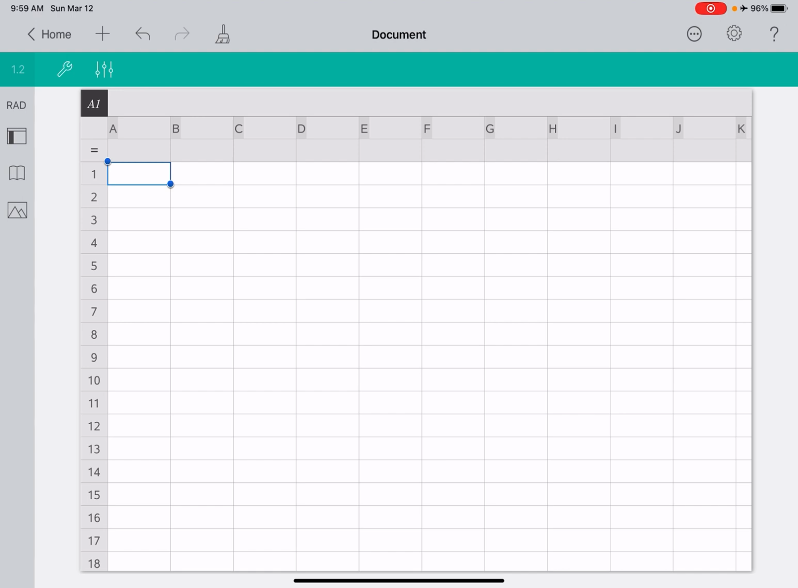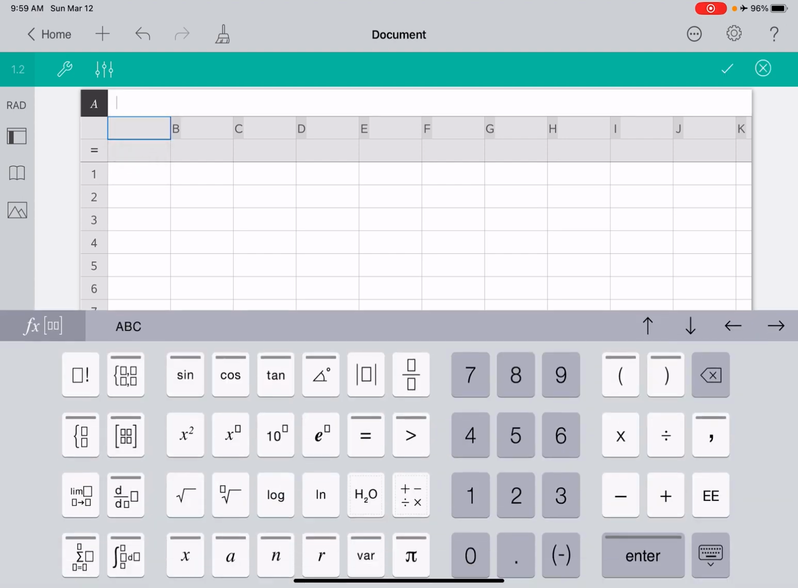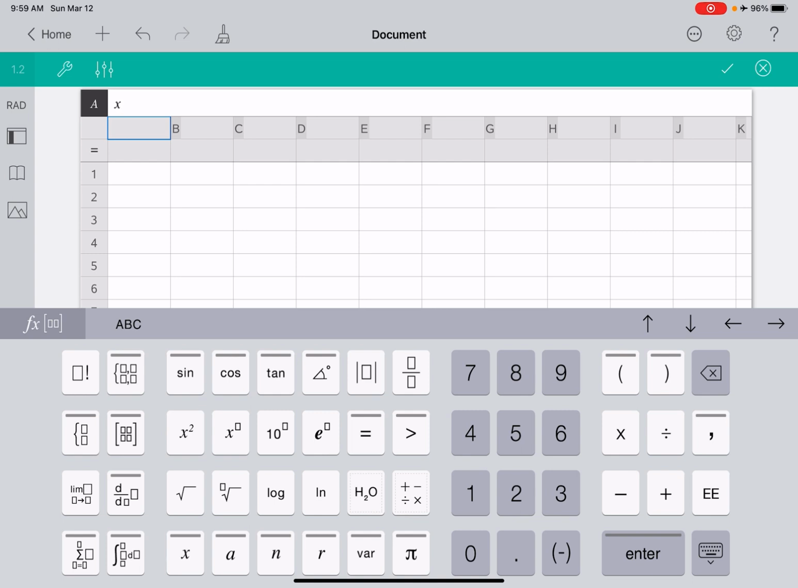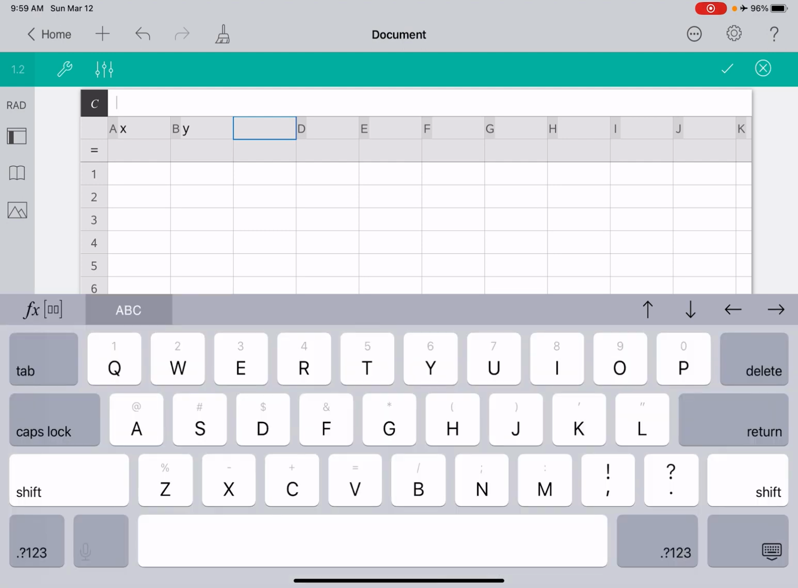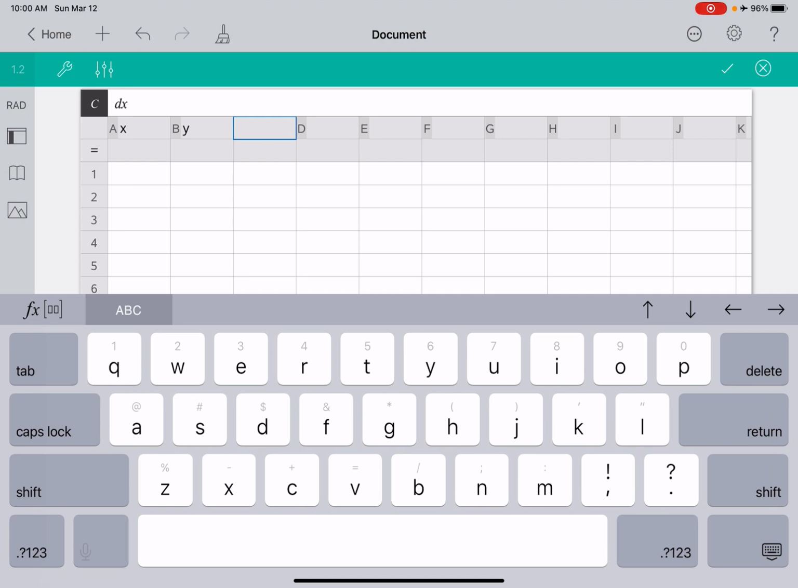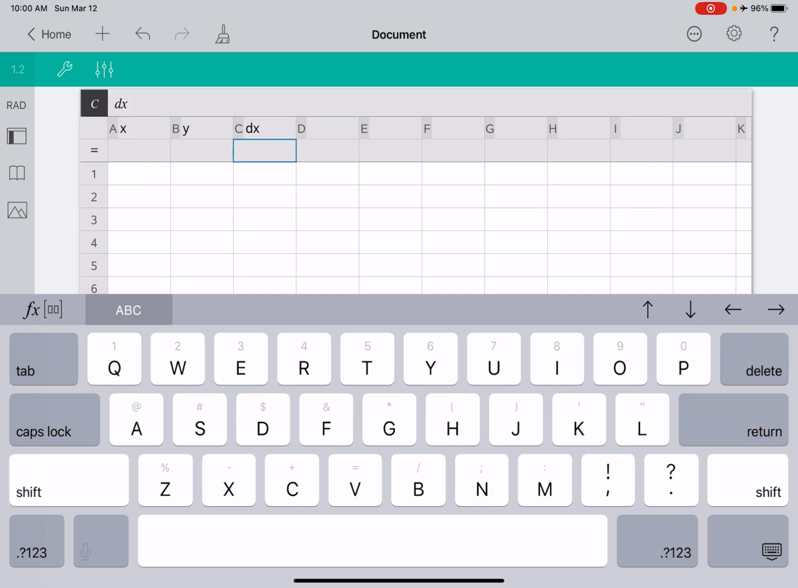The first thing I'm going to do, guys, is click on this heading in the A column right there, and I'm going to label that. And I'm simply going to say those are my x values. So I'll type in an x and hit enter. And then I'm going to go to B, and I'm going to say these are my y values. Okay? You'll see why that's important a little bit later. And this really isn't important, but in column C, I'm going to put in dx, and that's what I'm calling column C.